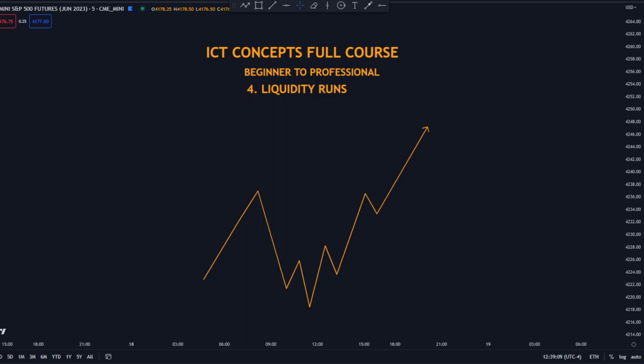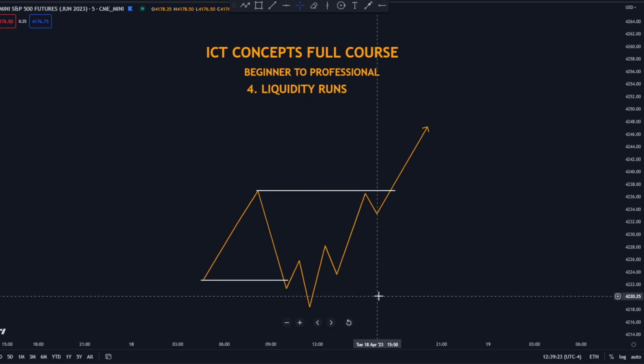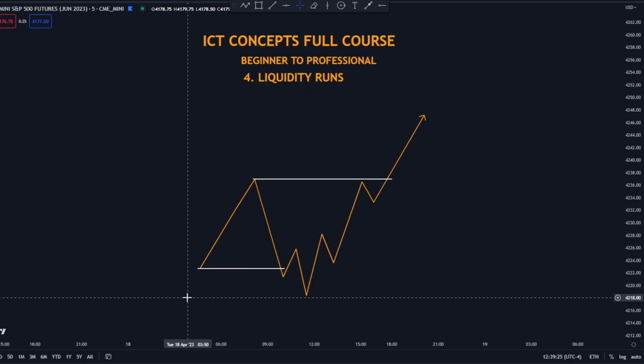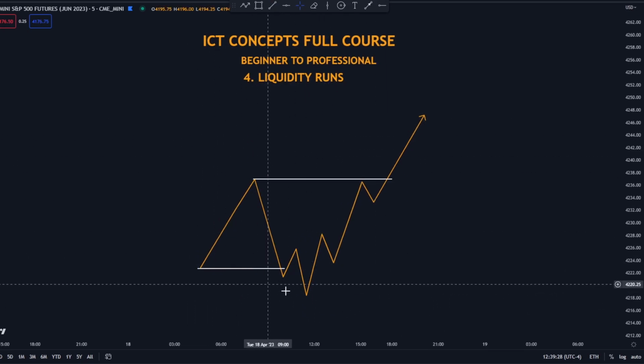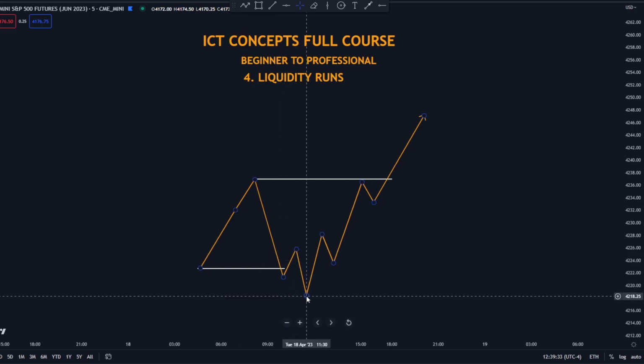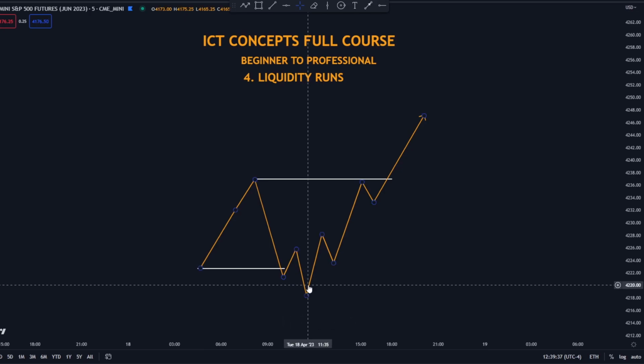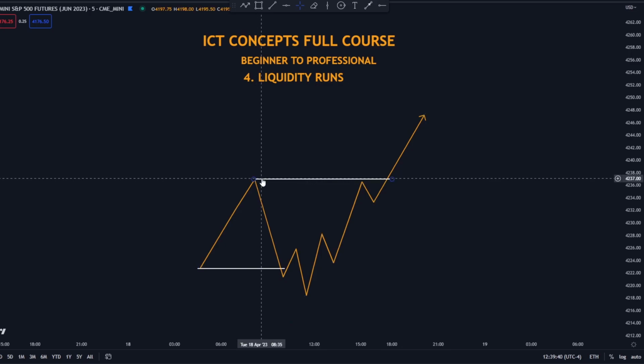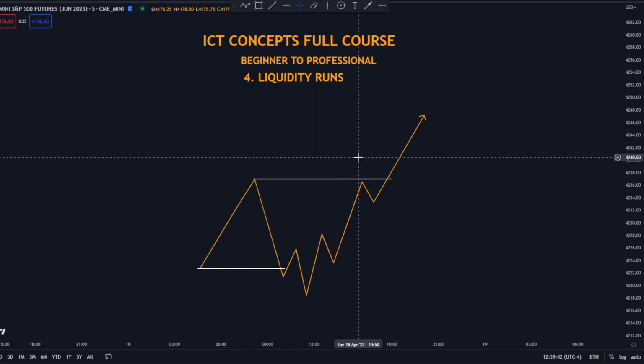Liquidity runs. You need to know where the liquidity is. So let's say we have this high here. The price goes down from here and breaks this low here. This is liquidity, sell side and buy side. We took out the sell side liquidity, and after that we can see that there is a market structure shift, which means for us that we are targeting the buy side liquidity, and this is your target profit.